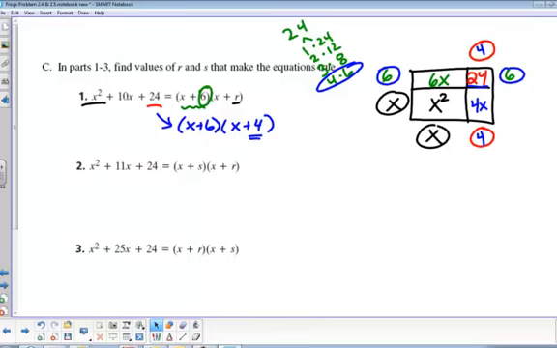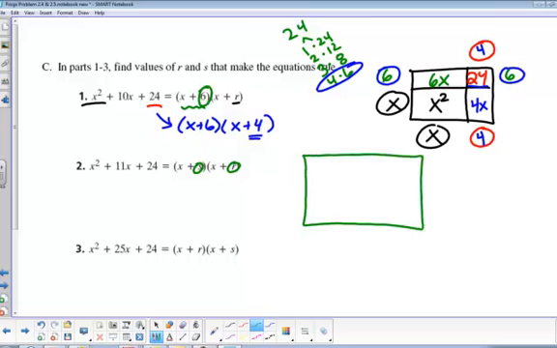In the next one, we don't have either of the dimensions. So we're going to look at our box again. You got to love these boxes.